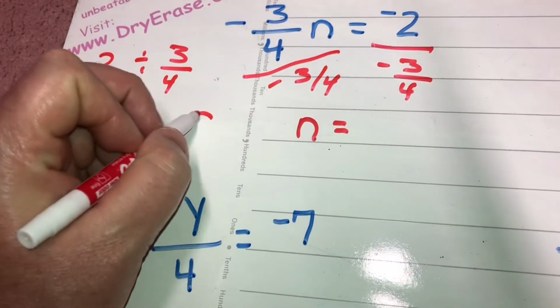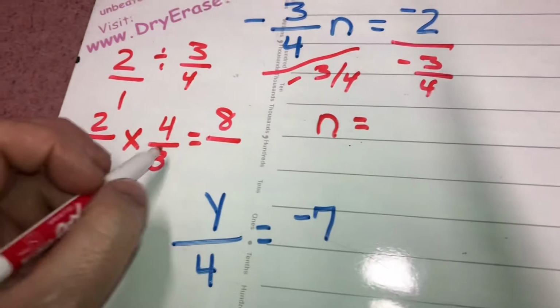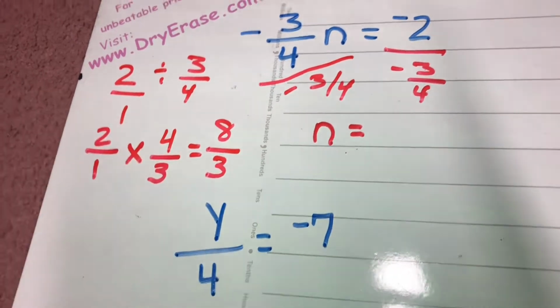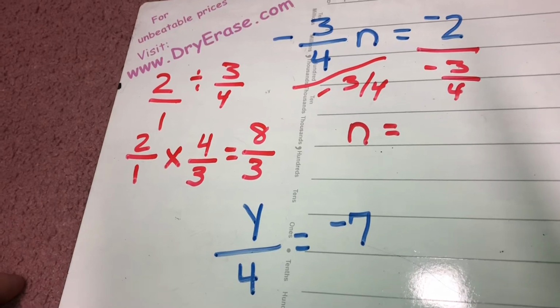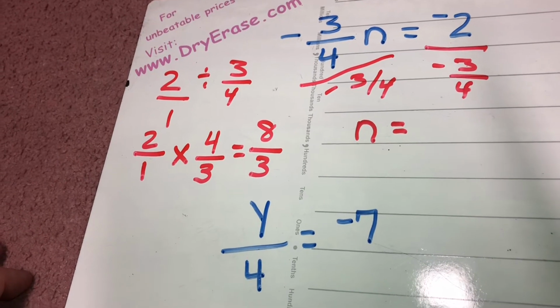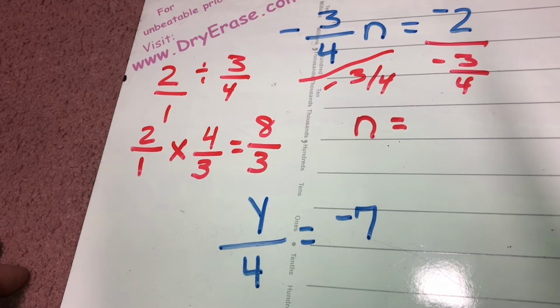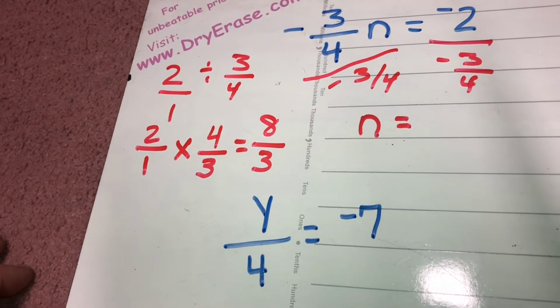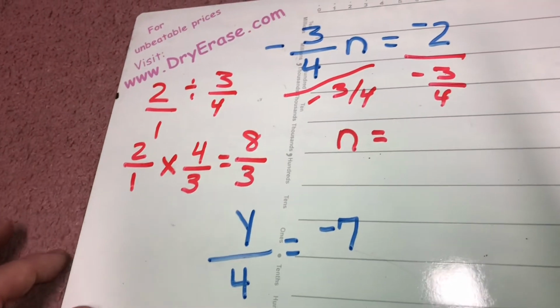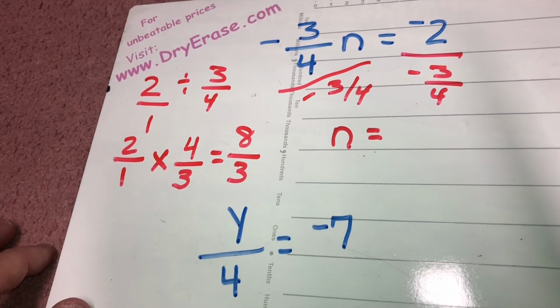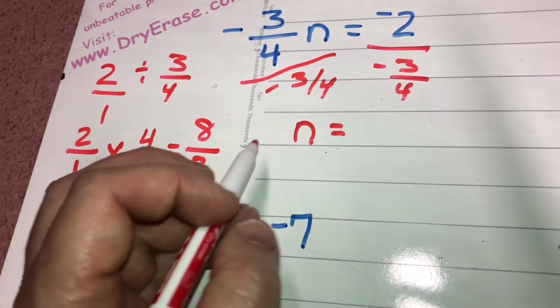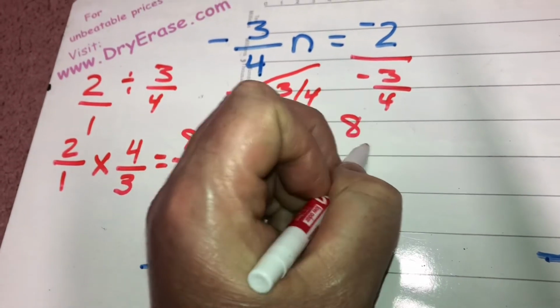2 times 4 is 8. 1 times 3 is 3. I end up with 8 over 3. Here in 8th grade, when we're doing these equations, if you end up with an improper fraction, you can leave it that way as long as it's in simplest form. And sure enough, 8 over 3 is in simplest form because no number besides 1 can go into both 8 and 3. So I could leave this as 8 over 3.